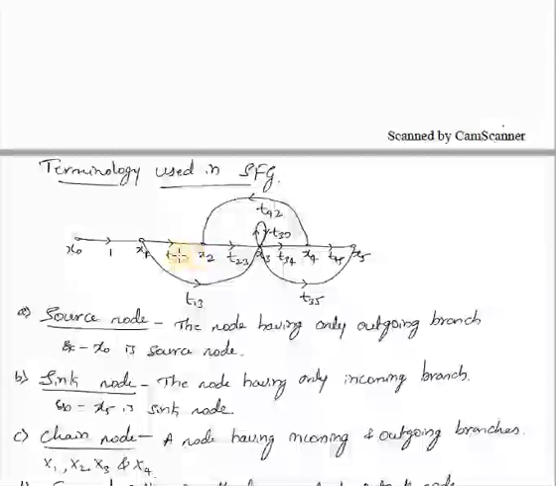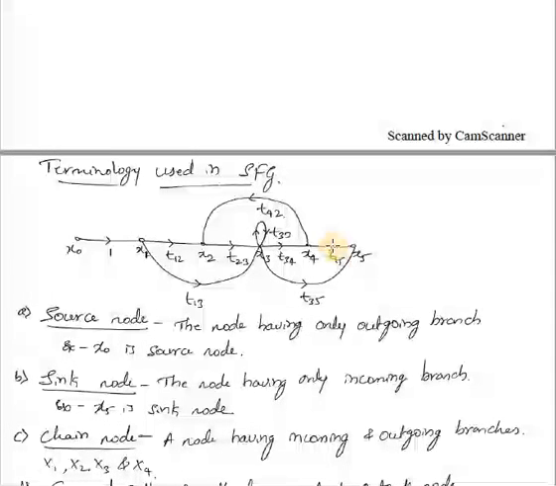Similarly, if I take this point as the starting point, x1 to x3, x3 to x5, but I cannot go in this direction because the signal direction is forward. So your starting and end point should be the same, and while traveling it must cross at least one node and it should not cross any node twice. So that is known as a feedback loop.